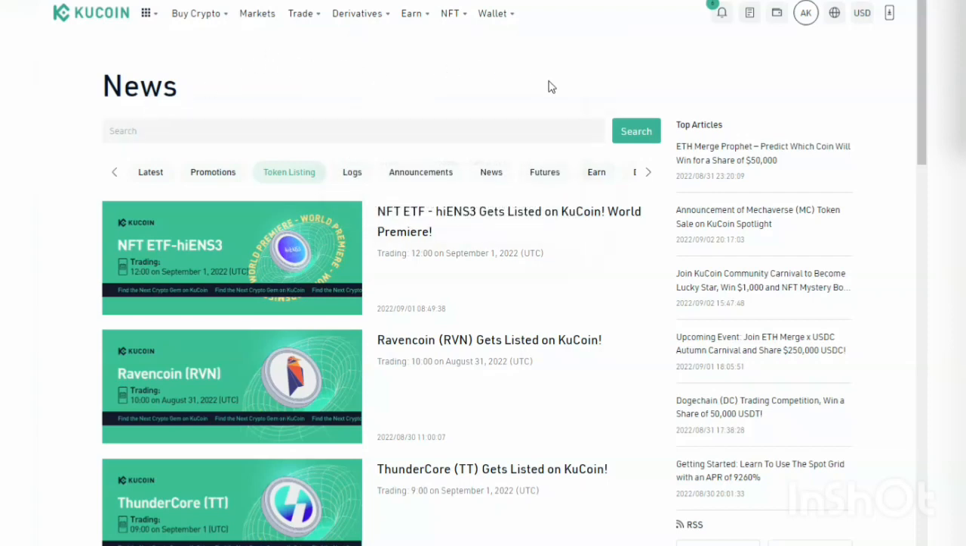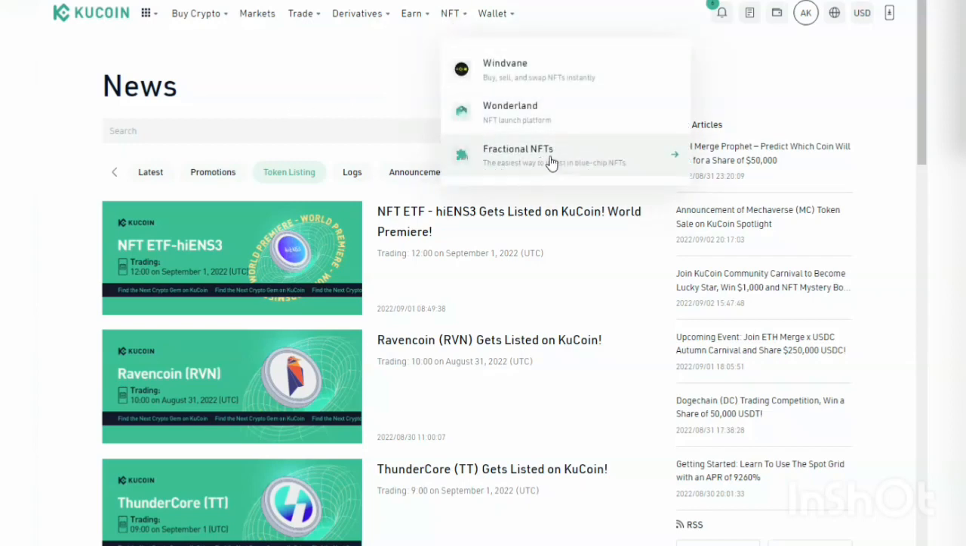Now, live here on Kucoin, to get access to the NFT ETF platform, you need to click on this top icon here that says fractional NFTs. Just click on this NFT icon. You see the wind vane and wonderland.